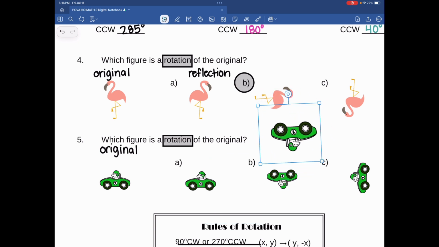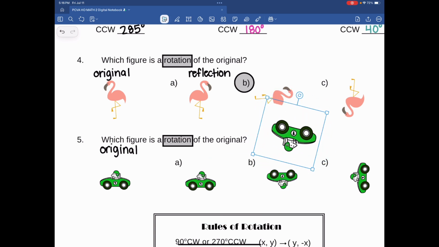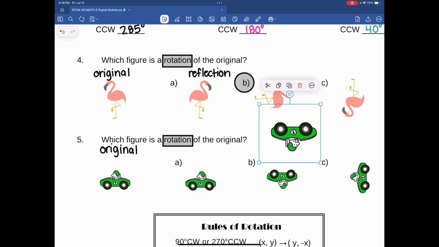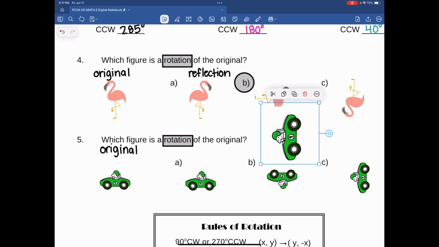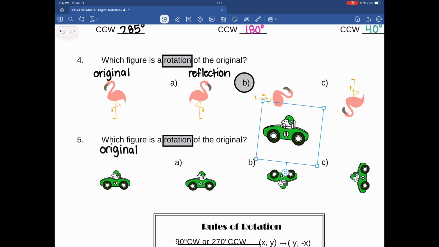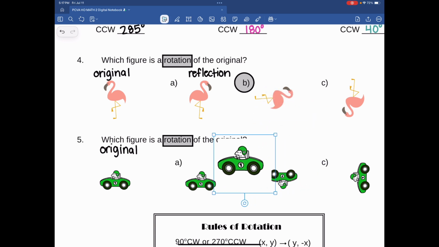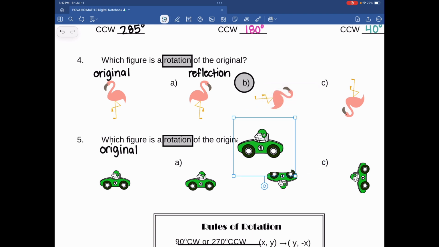So if I rotate this one, no matter which direction I rotate it, the head and the wheels and obviously the car are all facing in the opposite direction. Okay, so looking at this one, that one does look like a rotation. So this one actually has 2 rotation answers in it. It says which figure is a rotation of the original, but A and C are both a rotation.